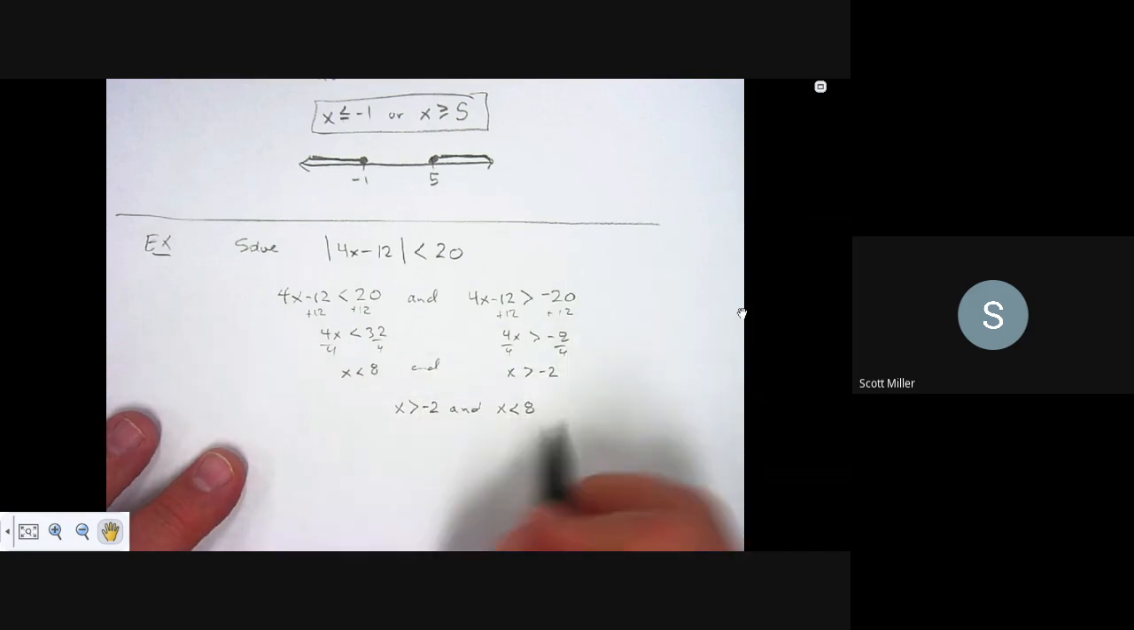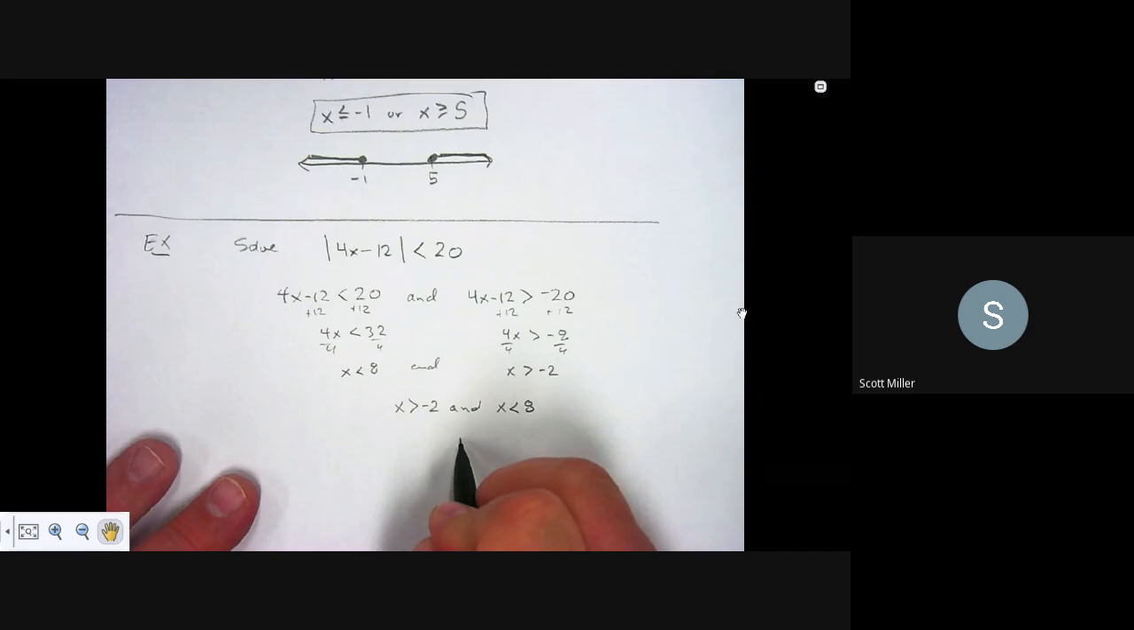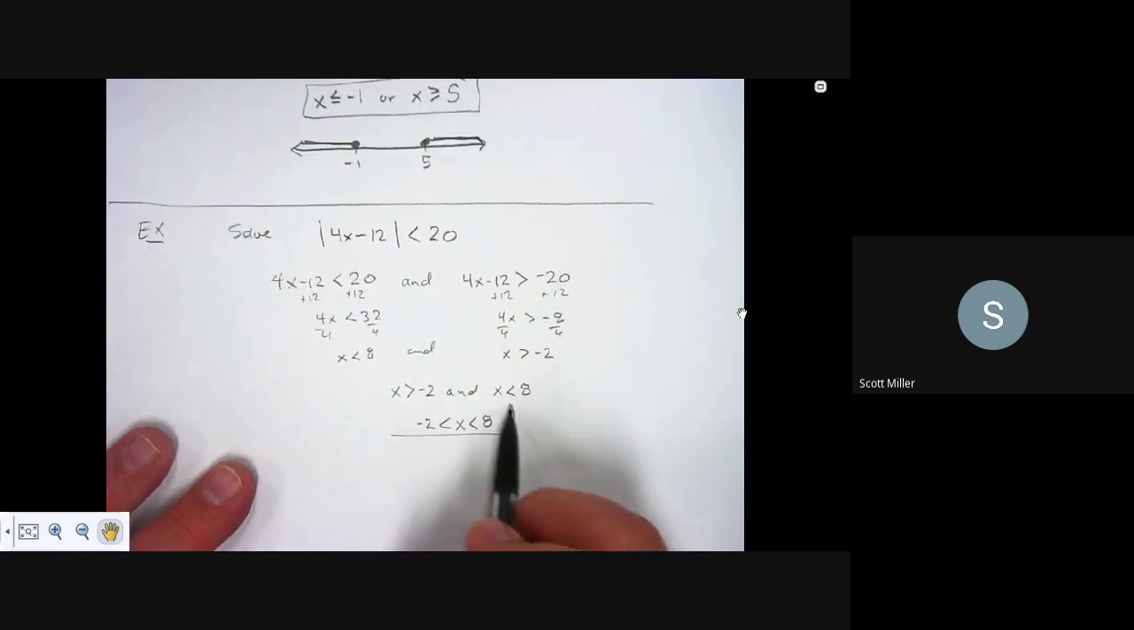This is one way to write it. If you write it that way, you're fine. If you put it together, because it's an "and," you can put it together. Only "and"s can go together. You can write it like that. So this would be the solution, either way you write it.